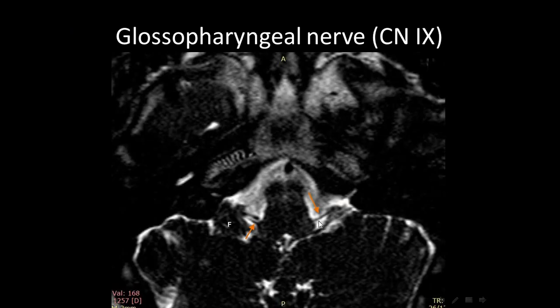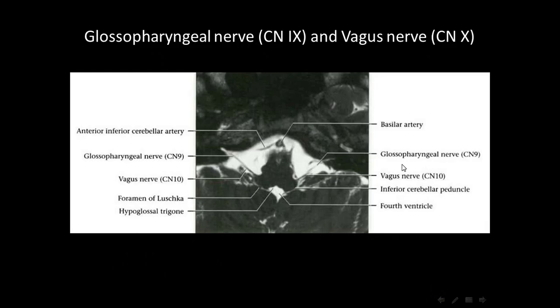This is glossopharyngeal nerve, the cranial nerve number 9, very thin, very tall or long one here. This is glossopharyngeal nerve. Here. And more posteriorly is the vagus nerve.